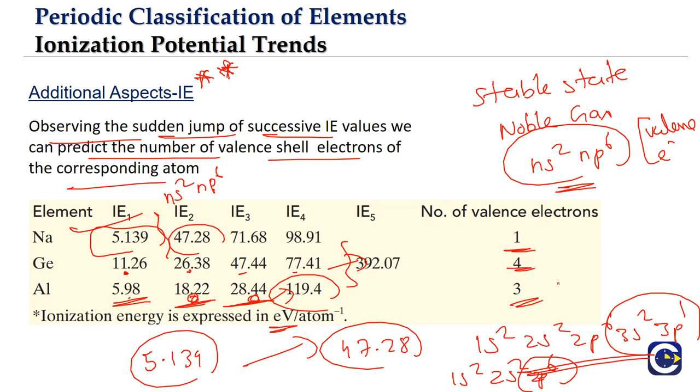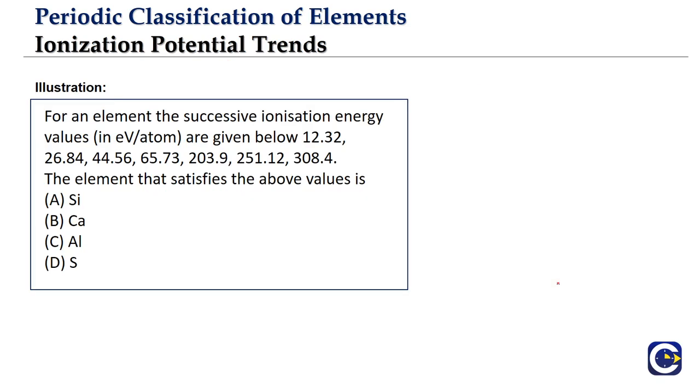So what is the conclusion here? When we are given successive ionization energy values, after removing, say for example, 1 electron, we got a jump. It means the valence electrons for that element is 1. After removing 2 electrons, we got a jump: valence electrons for that element is 2. After removing 3 electrons, we get a jump: the valence electrons is 3. After removing 4 electrons, we get a jump: valence electrons is 4. Like that. We will see a question on this. So this is a very important one. This model of questions has come in the previous years also.